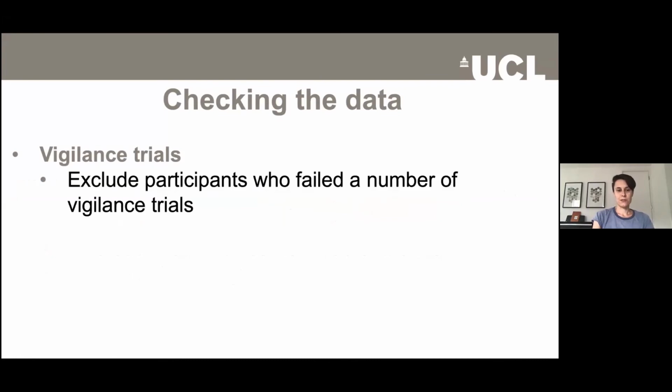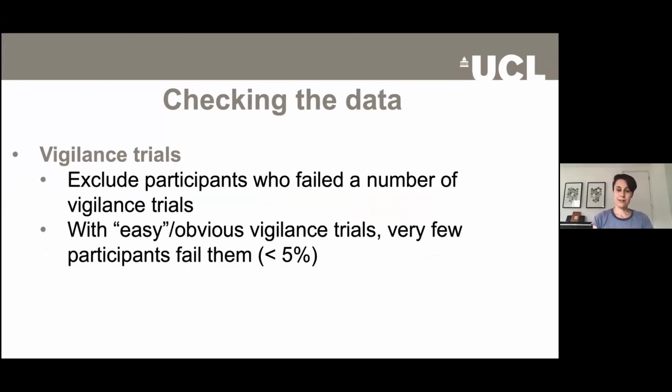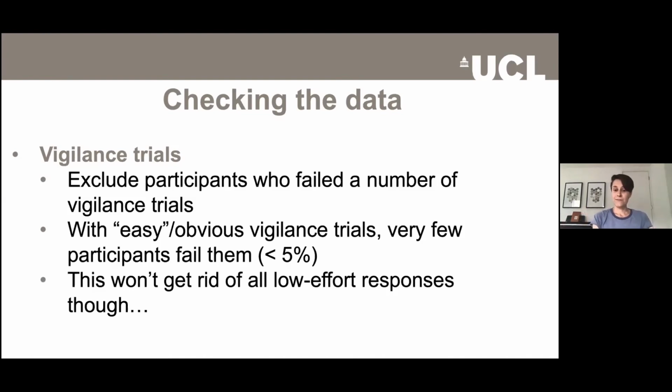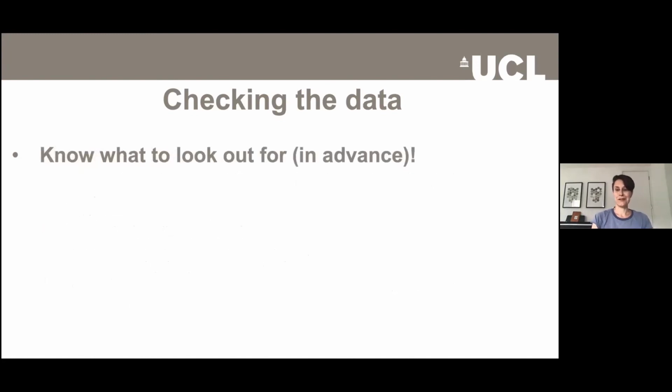We talked about vigilance trials. It's very easy. Any participant who fails a number of vigilance trials gets excluded. With these easy, obvious vigilance trials, very few participants actually fail them. You can make them harder, but then it's hard to titrate how hard a vigilance trial needs to be. If you have a very hard vigilance trial, 50% of people might fail it, and that's probably not useful for you as an experimenter or for the participants. If you have obvious vigilance trials, that won't get rid of all low effort responses. So you need to do more checks, and you need to know what you need to look out for, ideally in advance. So you need to plan these things.